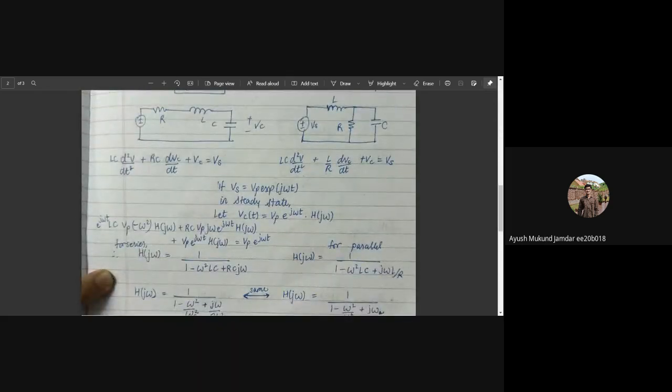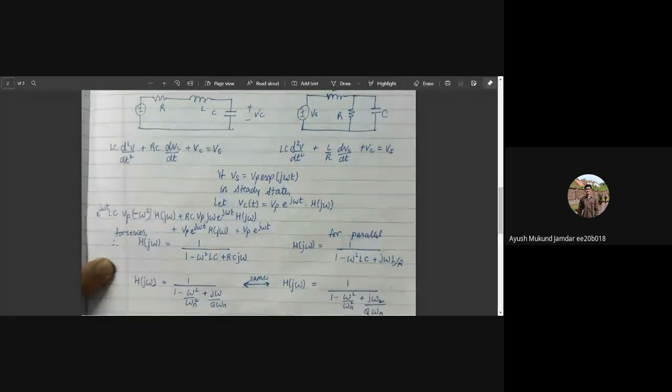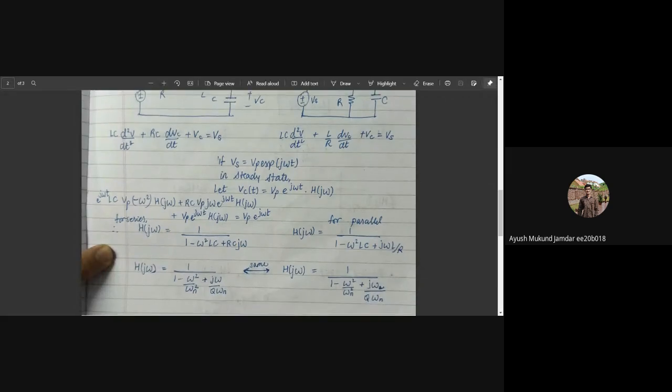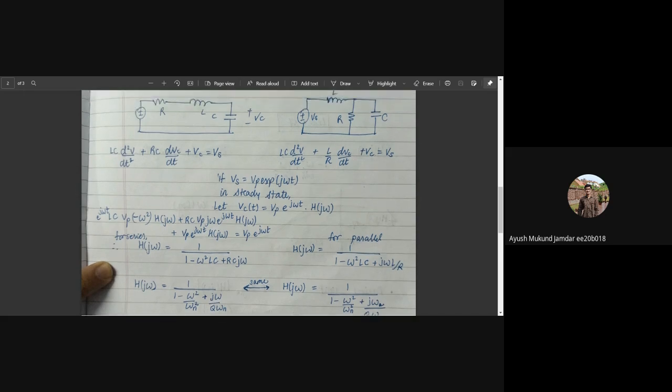Okay, so now coming back from the natural response to the steady state response, or the forced response. As I said, if the input is an exponential signal, Vp exponential j omega t, in steady state, we can just find the values using 1 by j omega C and j omega L, or also we can say that the output Vc of t will just be H of j omega times the input signal.